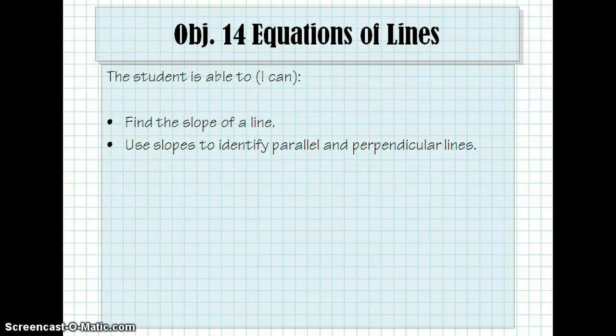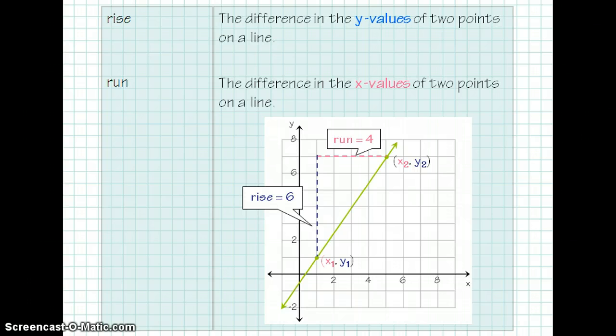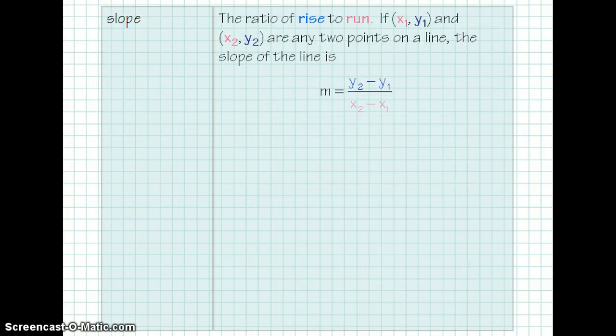Okay, slopes and equations of lines. Just as a refresher, the rise is the difference in the y values of 2 points on a line, whereas the run is the difference in the x values of 2 points on a line. And so when we talk about slope, we're talking about the ratio of rise to run.